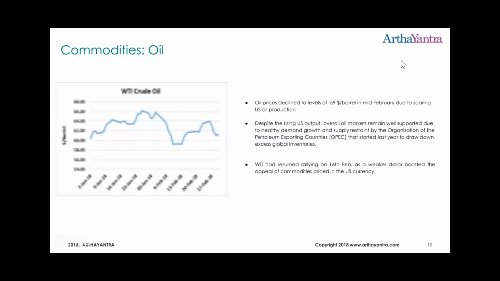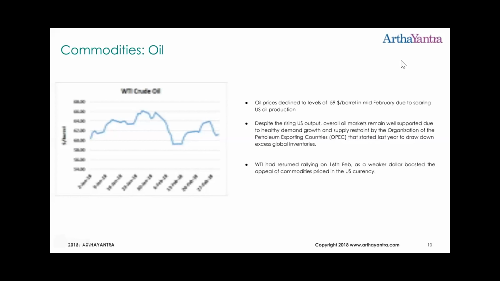Now, with the U.S. production of oil picking up, the price of oil, as measured by WTI, had declined from the $66 mark in mid-January to the $59 mark. But there was a revival in world demand for oil, and with OPEC continuing to reduce production, this decline in oil prices was just short-lived.